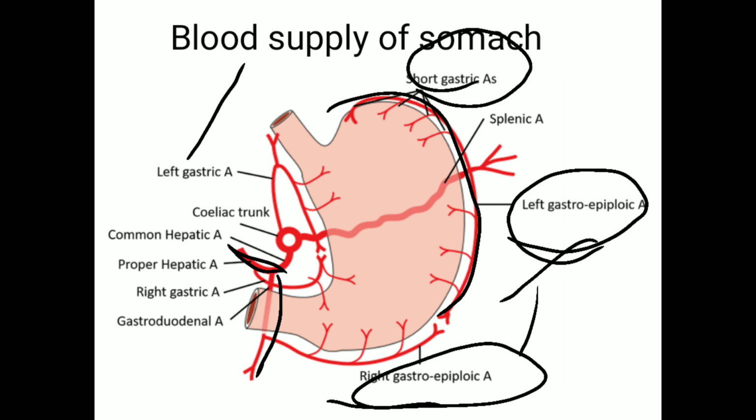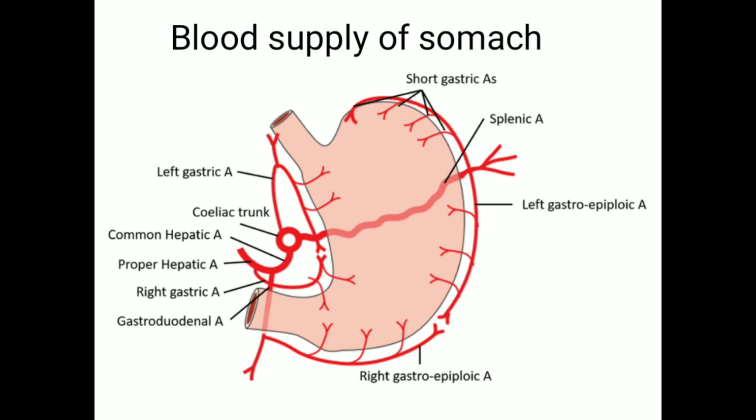So you can see anastomosis here between the right and left gastroepiploic arteries. Here the left gastric artery will anastomose with the right gastric artery, which is a branch of the common hepatic artery. So remember, the lesser curvature is supplied by the left gastric and right gastric arteries. The left gastric will arise directly from the celiac trunk and the right gastric artery will arise from the common hepatic artery. So these are the blood supply of the stomach.